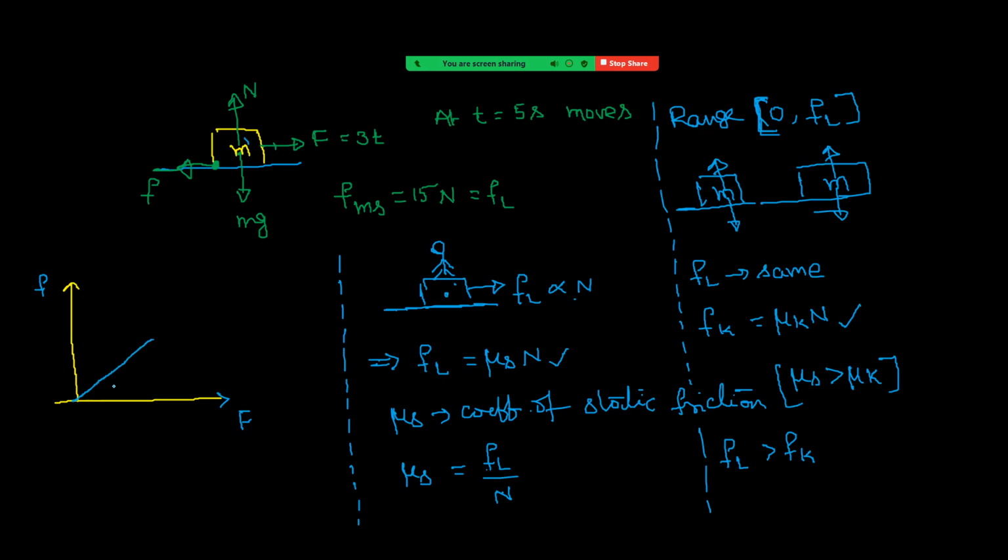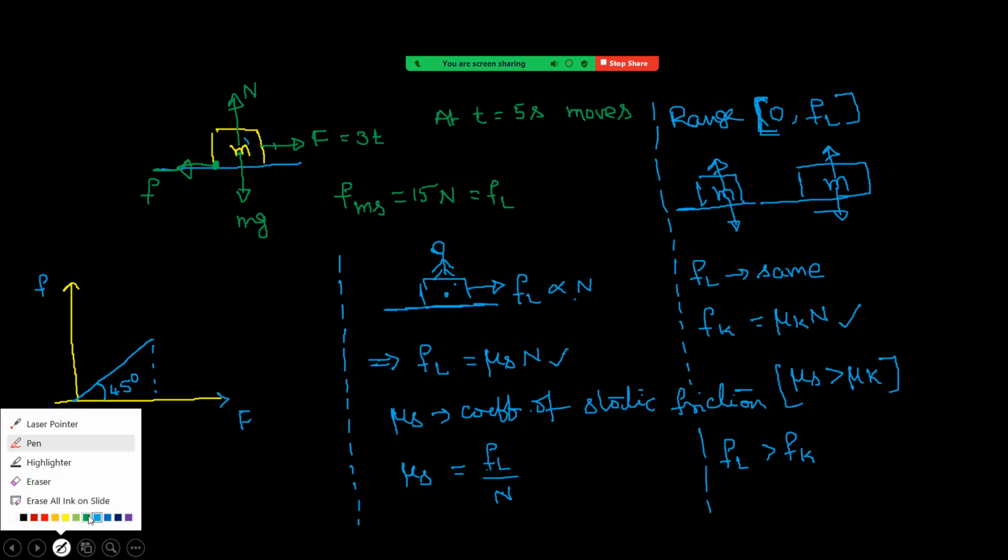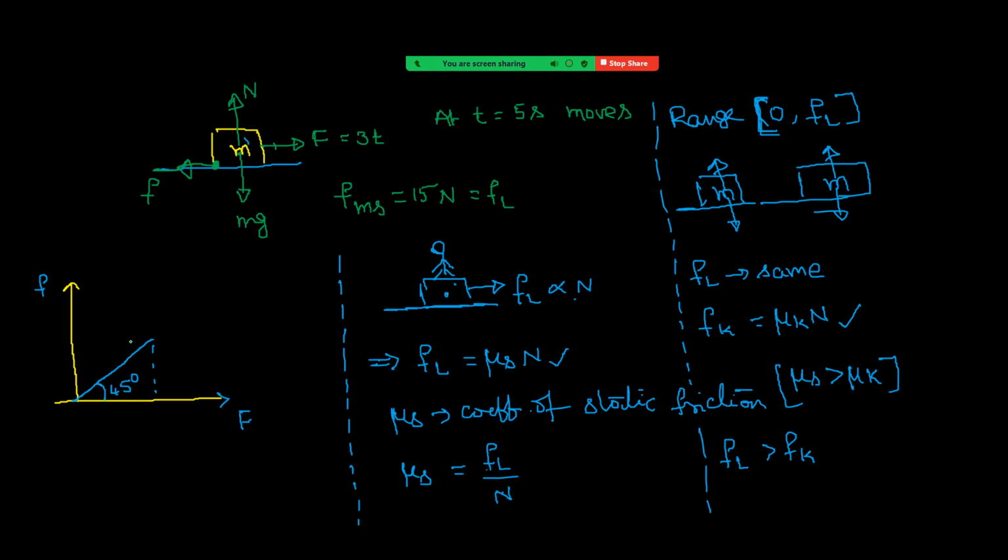It makes angle 45. Students, see carefully why angle 45. Because F equal to F means I am equating modulus values. Frictional force balancing applied force. That's why angle equal to 45. Let us take somewhere here. This is the corresponding frictional force. This is what we call limiting friction.